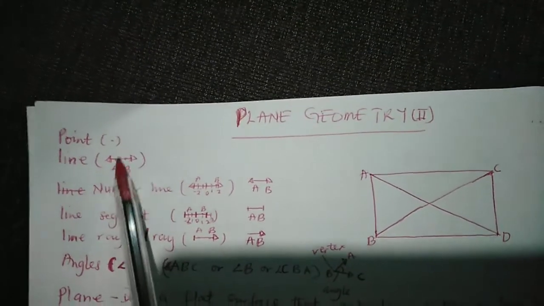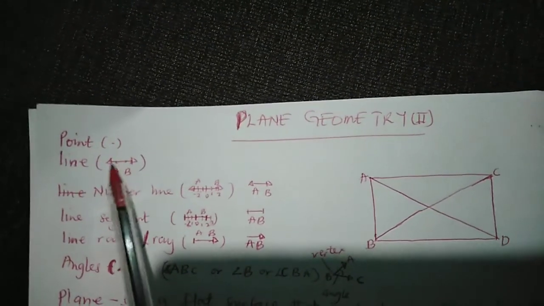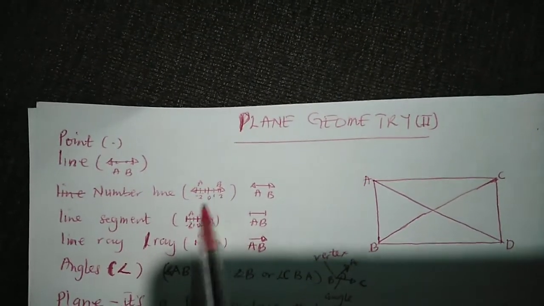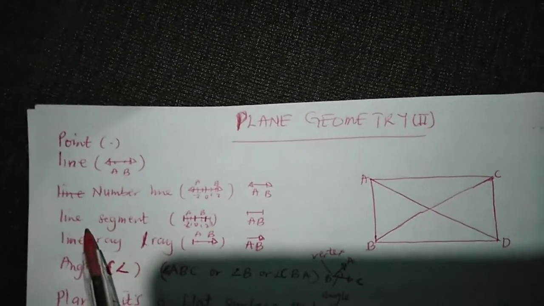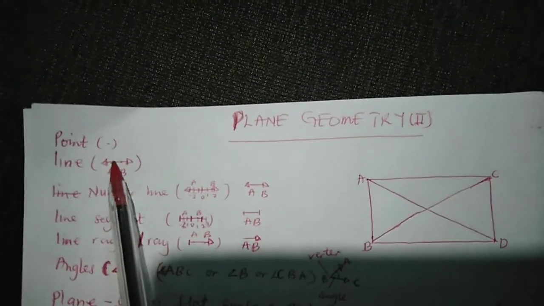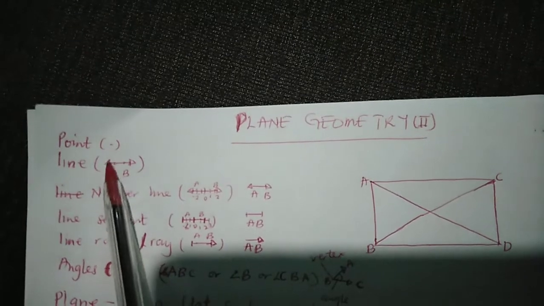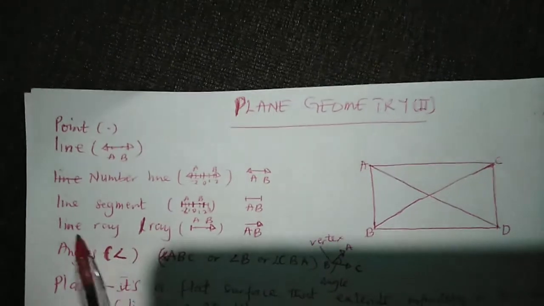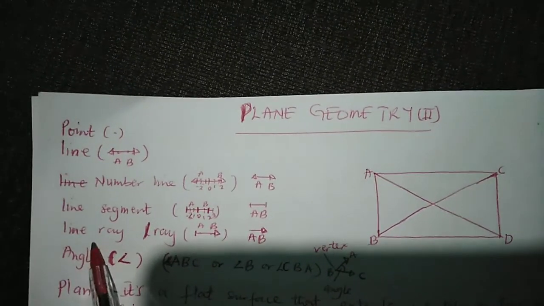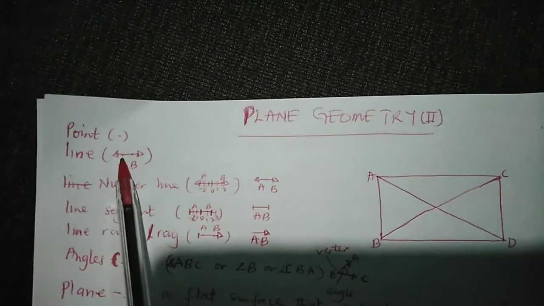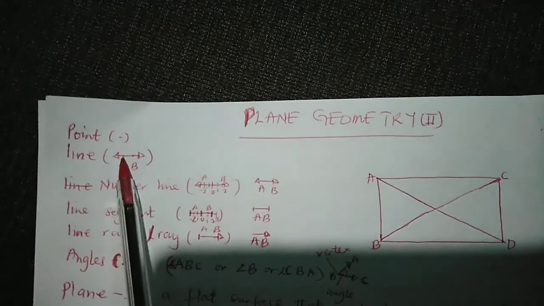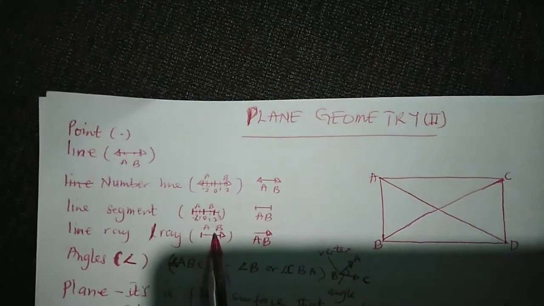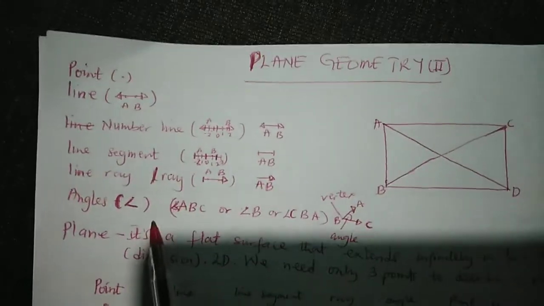When numbers are assigned to each point on the line, we get what's known as a number line. A line segment is a line of which both ends, the arrows, have been taken off. Example is this. A ray is just a line with one end of the arrow taken off. So a ray has an arrow at one end. That is it. We come to an angle.